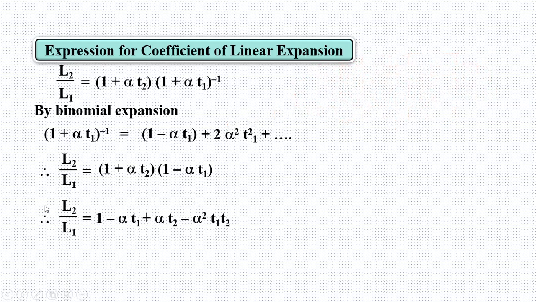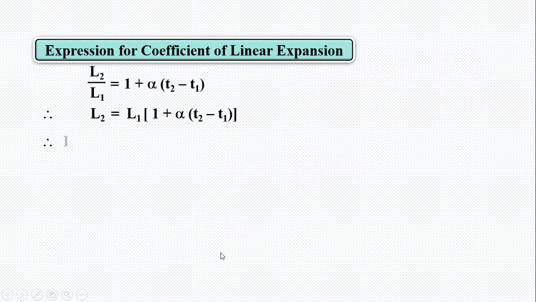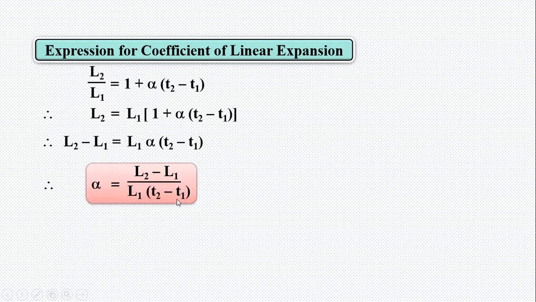Okay. Now L2 upon L1 is equal to 1 into 1, that is minus alpha T1 plus alpha T2 and then minus alpha square T1 T2. So neglecting alpha square T1 T2, L2 upon L1 is equal to 1 plus alpha into the bracket T2 minus T1. So what is L2? So L2 is L1 into the bracket 1 plus alpha into the bracket T2 minus T1. So L2 minus L1 is equal to L1 alpha into the bracket T2 minus T1. So again alpha is L2 minus L1 upon L1 into T2 minus T1.